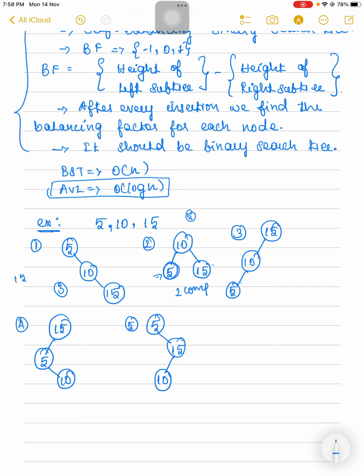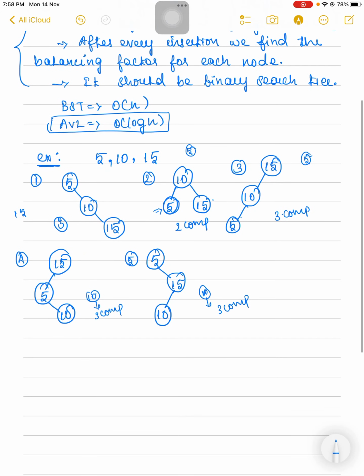When it comes to tree number 3, I just want to search the same element, the node which is 5. Here again, 3 comparisons I need to do. Again here also, if I want to search 10, again 3 comparisons it would take. Here again, if I want to search 10 from this tree, for searching 10, 3 comparisons it is going to take, right? So other than the second tree, all other trees are taking 3 comparisons, but tree 2 alone is taking only 2 comparisons.